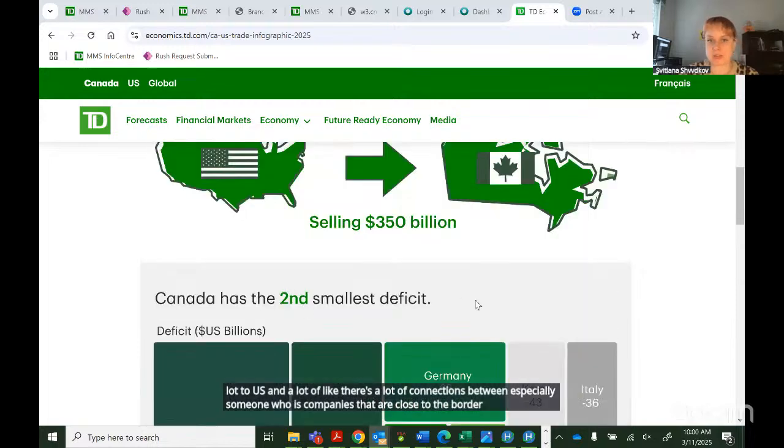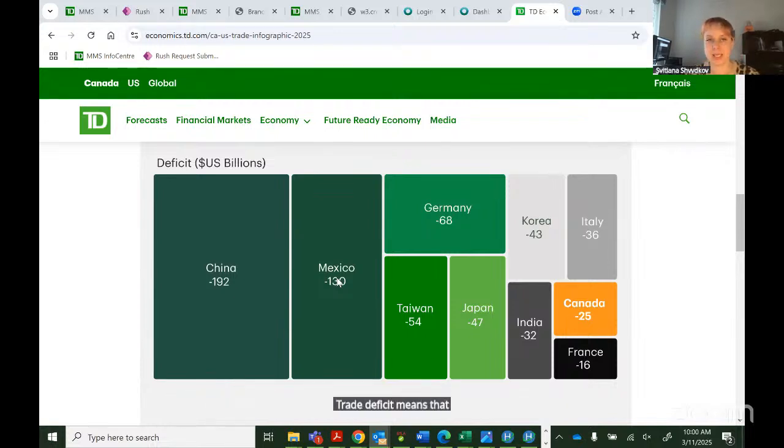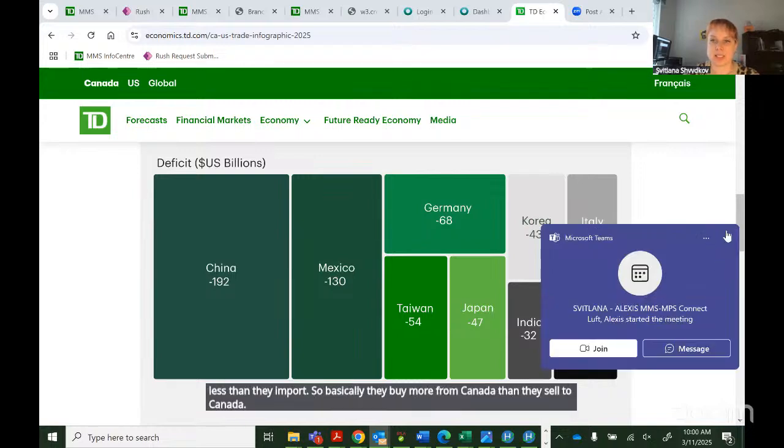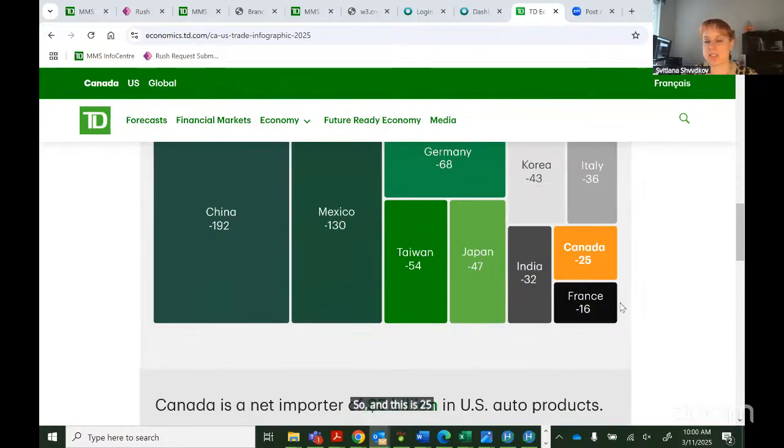So we do have a trade deficit, but we are the second smallest after France. China has the biggest trade deficit, and Mexico has the second biggest. Trade deficit means that they export to those countries less than they import. So basically, they buy more from Canada than they sell to Canada. And this deficit is $25 billion.